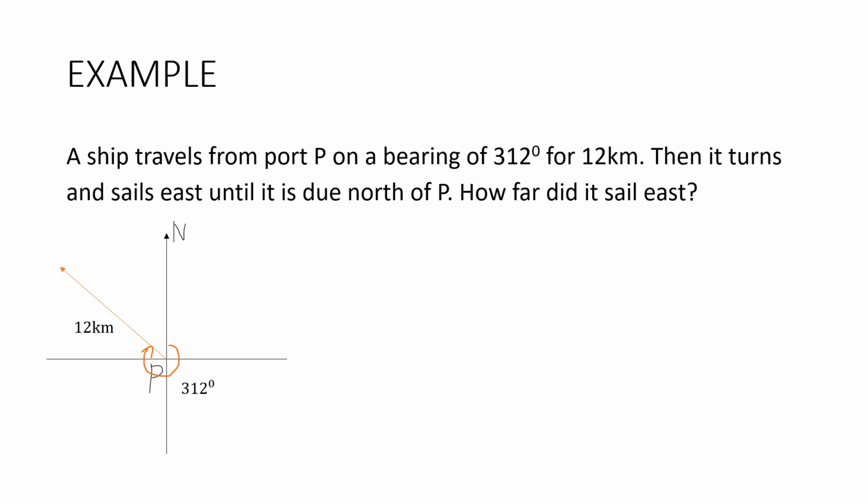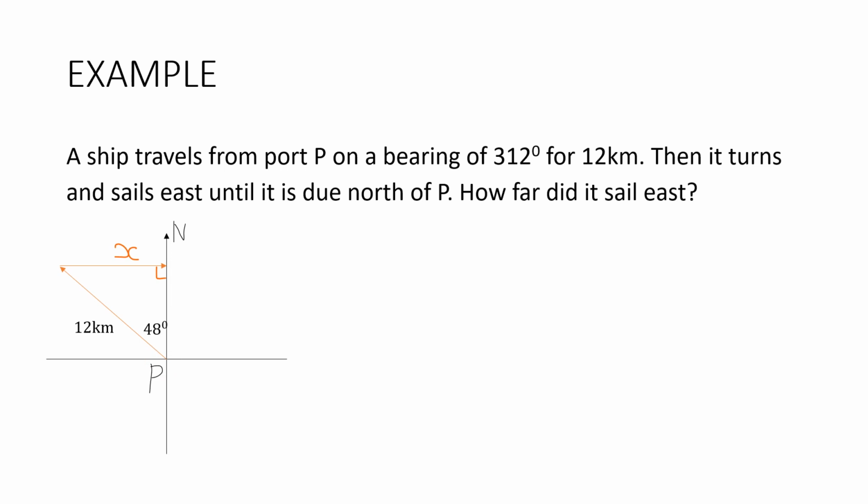Then the ship turns and sails east until it is due north of P. How far did it sail east? So we want to work out this distance here. Now we need an angle in the triangle, but that's pretty easy because a revolution is 360. So we're going to take off the 312 and that will give us 48 degrees.